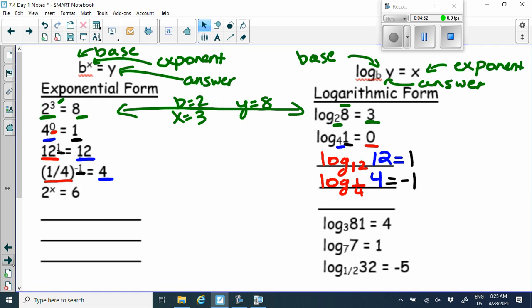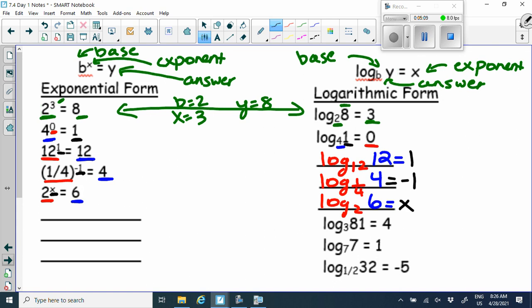Okay, on the next one, 2 to the x equals 6. 2 is our base, so we have log base 2. Our answer, which is y, is going to be 6. And then we set it equal to our exponent, which in this case is x.